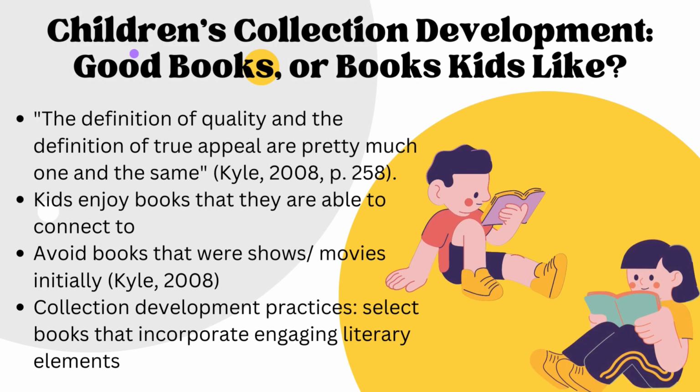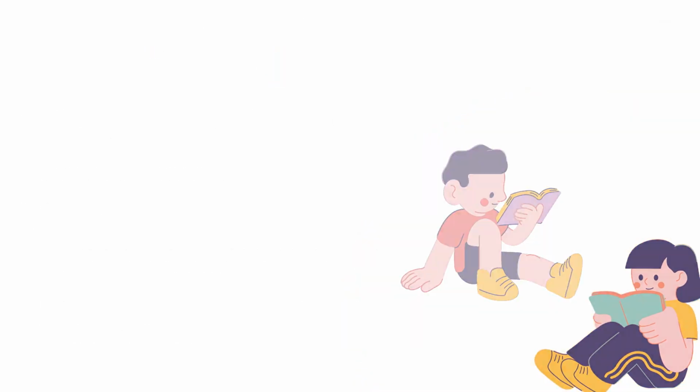And then from the in-class article, "Children's Collection Development: Good Books Are Books Kids Like." A quote that I liked from the article said that the definition of quality and the definition of true appeal are pretty much one and the same. So, it's important to select kids' books that they enjoy and are able to connect to. It's also important to avoid books that were shows or movies initially because they really lack a lot of sustenance. For my future collection development practice, I would select books that incorporate engaging literary elements.